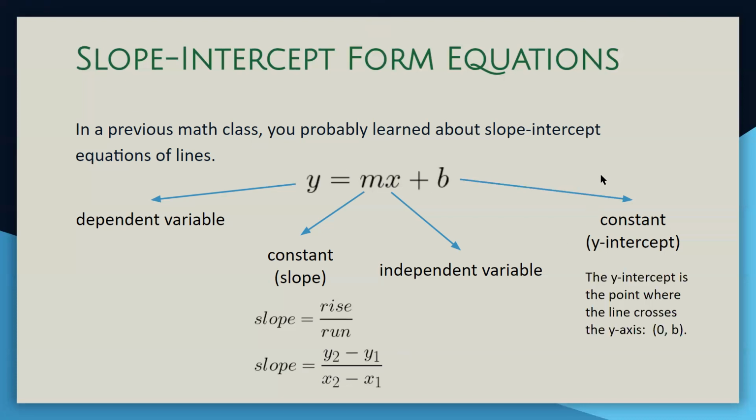The y-intercept is the point where that line crosses the y-axis. We represent that as an ordered pair (0, b), and b is that y value where the line is crossing the axis.